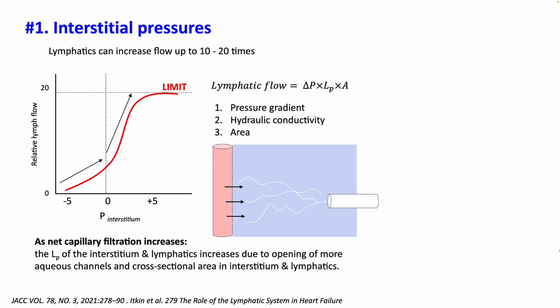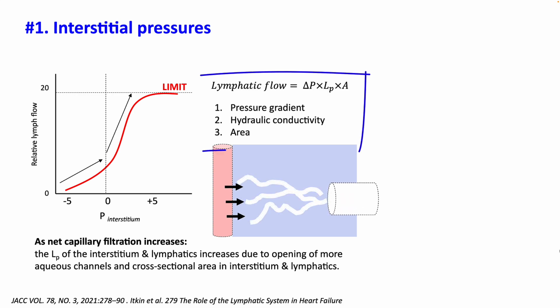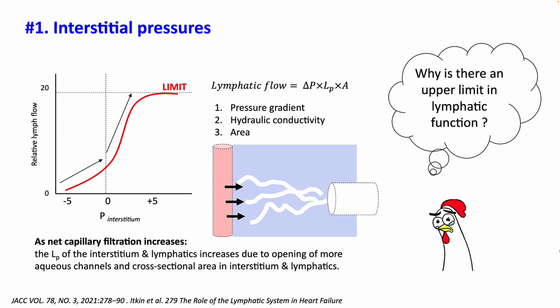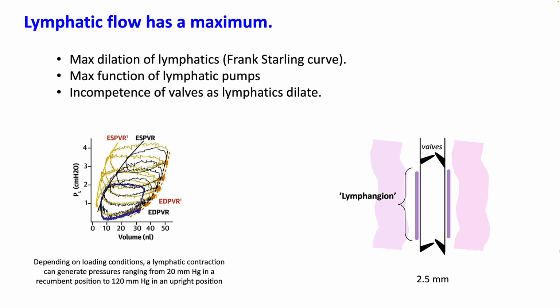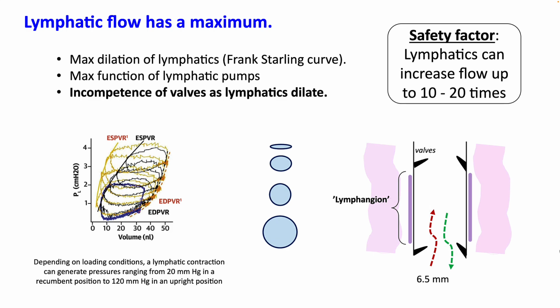Interstitial pressures are the most important thing that governs the flow. As the net capillary filtration increases, your lymphatic flow increases because of increased pressure gradient, increased hydraulic conductivity, and increased cross-sectional area. However, there's a limit to how much lymphatics can remove lymph from the interstitium, and that is because lymphangions have maximum dilation capacity, and as they dilate, they become more incompetent. So lymphatics can increase the flow up to 10 to 20 times the normal flow.